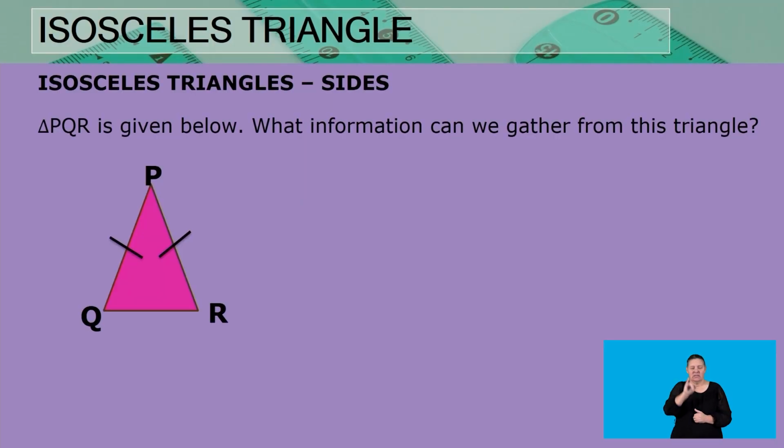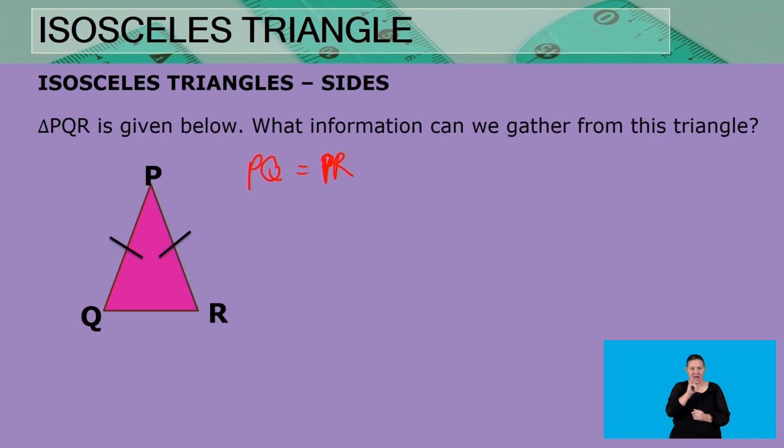The next triangle that we are looking at here is an isosceles triangle. Now, we are also going to be looking at just the sides here. Let's look at the following isosceles triangle and see what information we can gather. Triangle PQR is given below. What information can we gather from this triangle? Now, again, we've been shown those symbols that we use to indicate our equal sides. So from here, we can see that PQ is equal to PR.